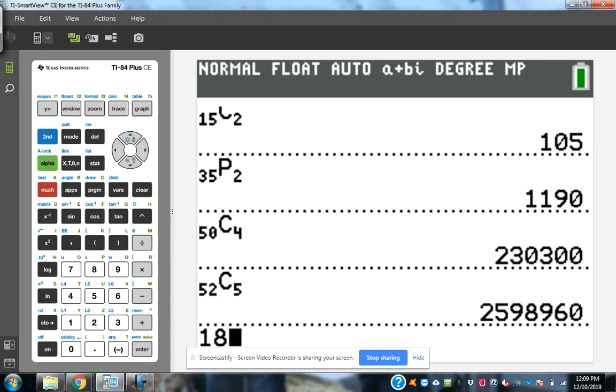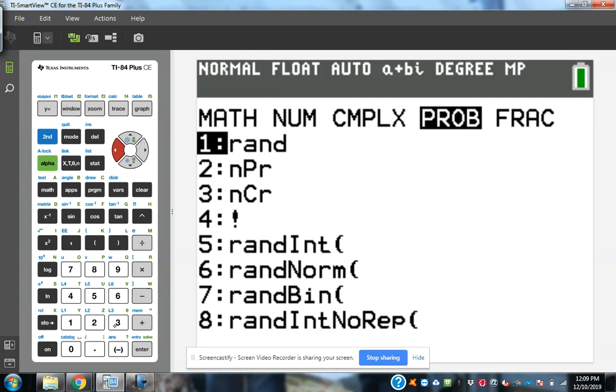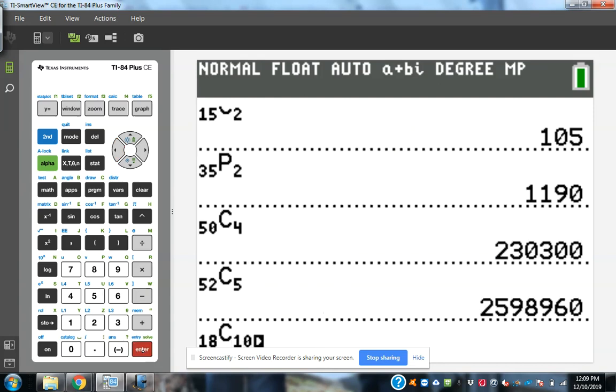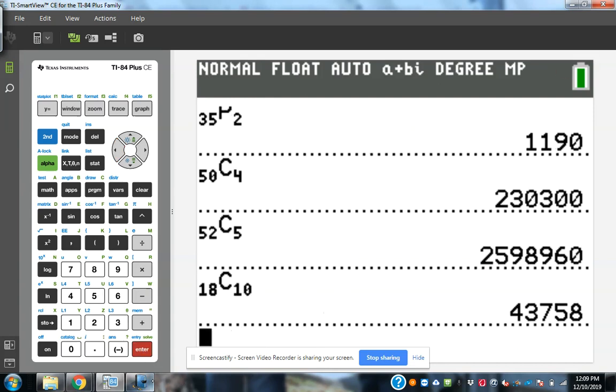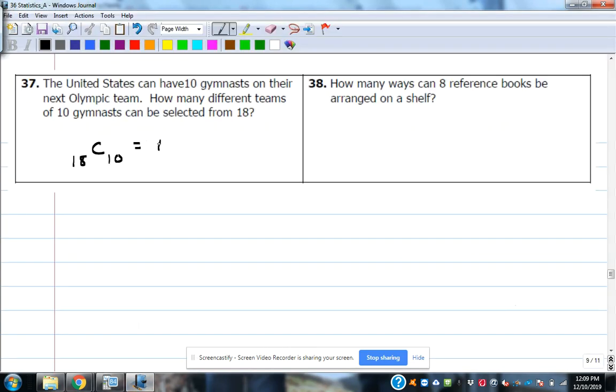18 combination 10. 43,758 ways to pick a team of 10.